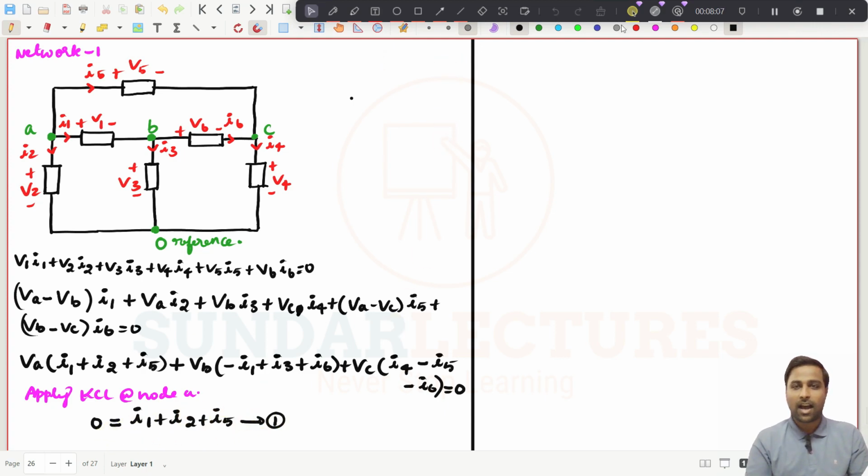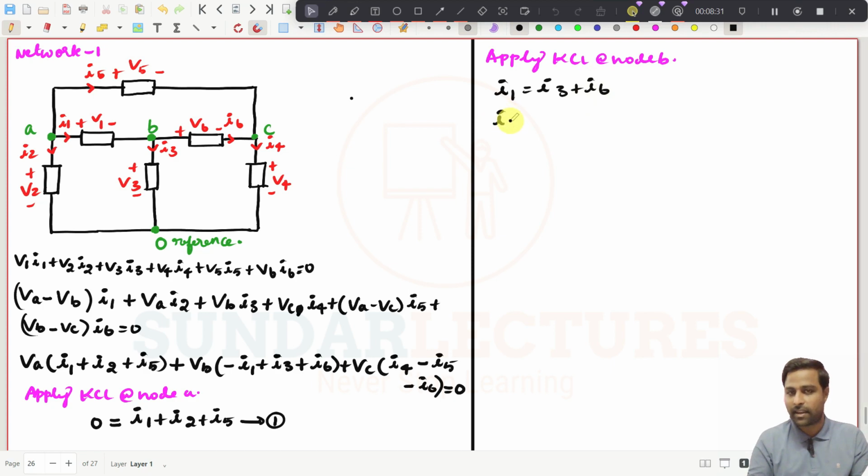And then apply KCL at node B. What will you get? At node B, I1 is coming in, I6 and I3 are going away. So I1 should be equal to I3 plus I6, or you can write it another way, I1 minus I3 minus I6.